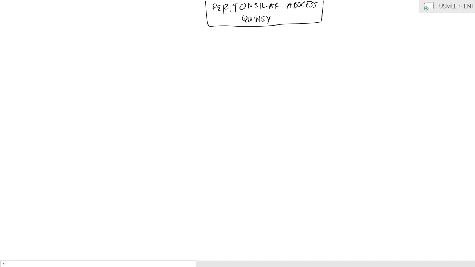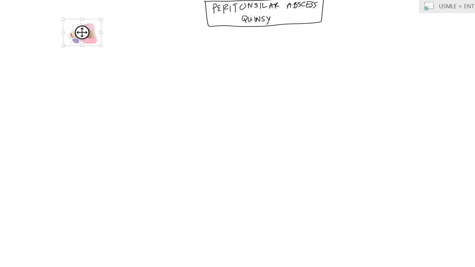Okay, so now we're going to look at the peritonsillar abscess. The peritonsillar abscess is also known as Quinsy. So first of all, what is Quinsy, and where is the peritonsillar area located?